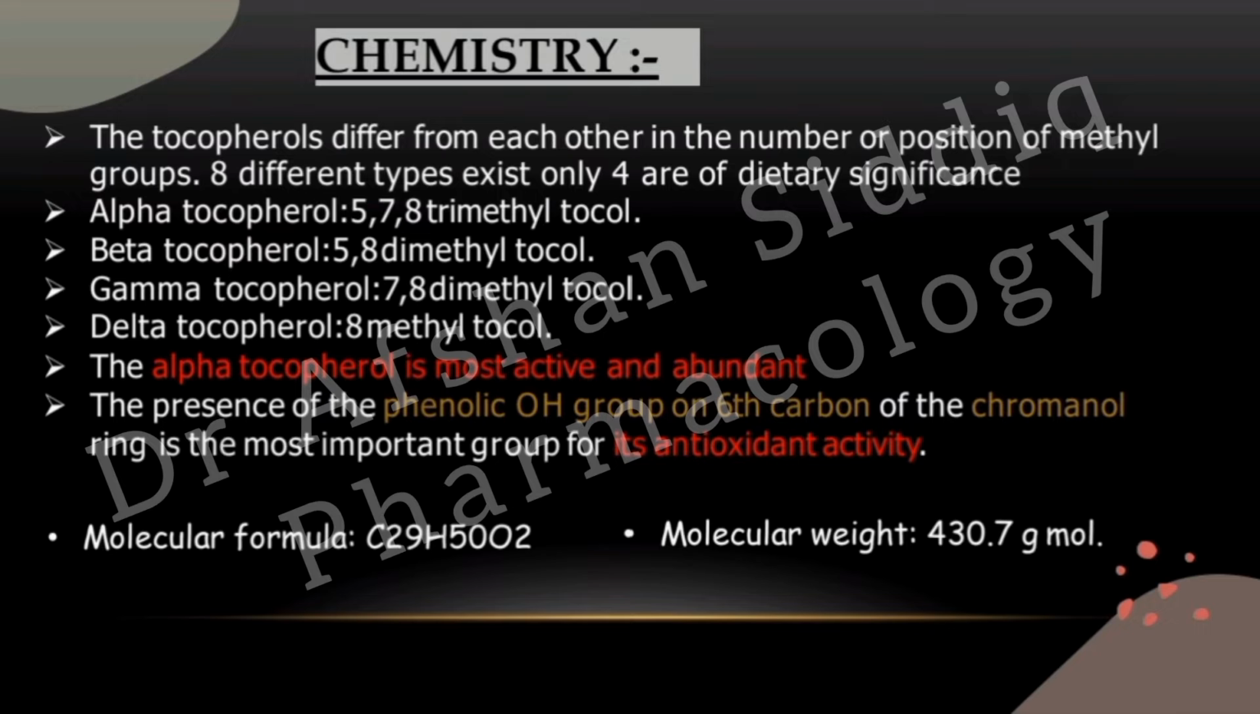Tocol, T-O-C-O-L, tocol. The most abundant among all these four is alpha tocopherol. The most abundant form of vitamin E is alpha tocopherol, and it is considered the most active form too.